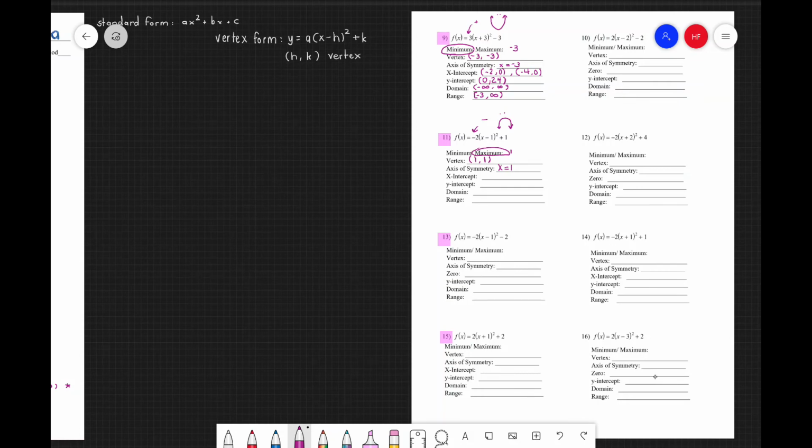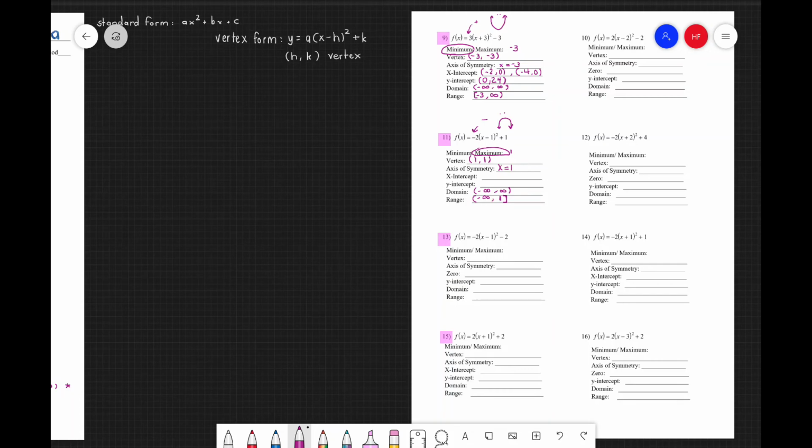Domain and range. Domain will never change, so negative infinity to positive infinity. And then the range goes all the way up to 1 and then turns back around. So we would go negative infinity, all the negative values, all the way up to 1, turn back around to those toward negative infinity.